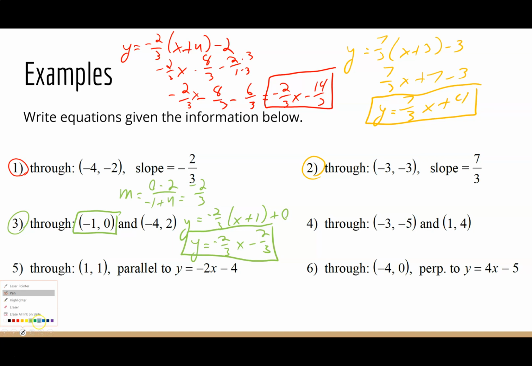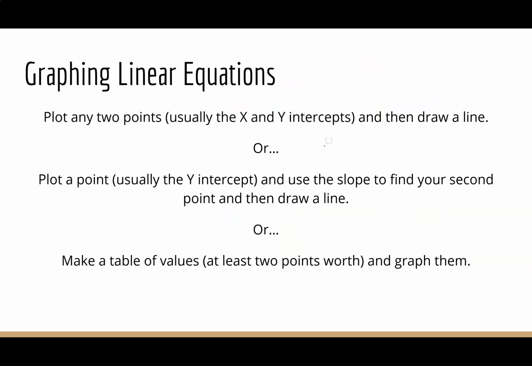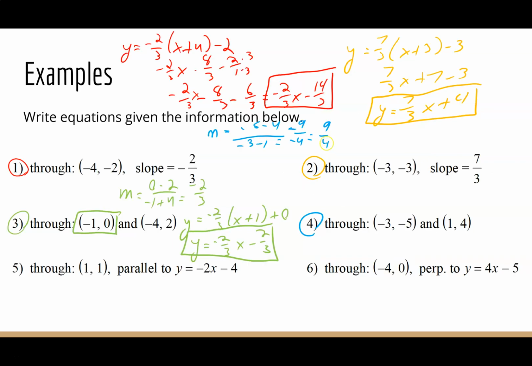And let's see, let's go with light blue for number 4. Okay, 2 points, so I need my slope first. I'm going to try to cram it in up here. M equals, let's see, -5 minus 4 over -3 minus 1. I get -9 over -4, so 9/4. Not the most friendly fraction. I'm going to pick the point 1, 4, because no negatives.